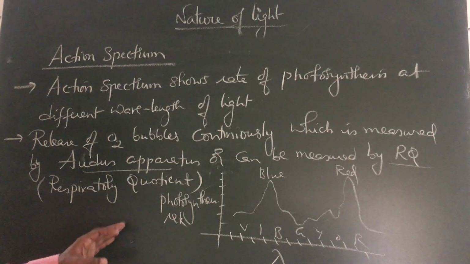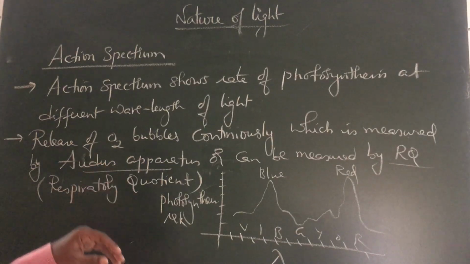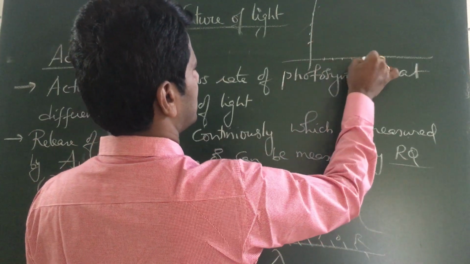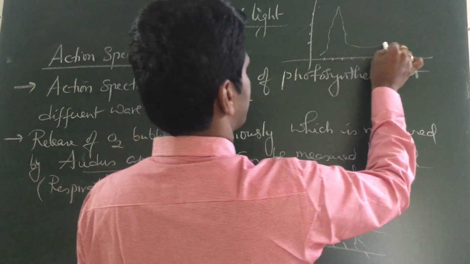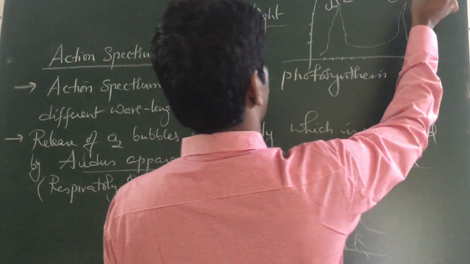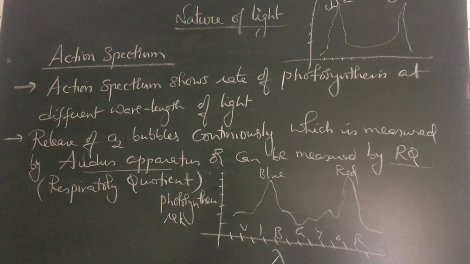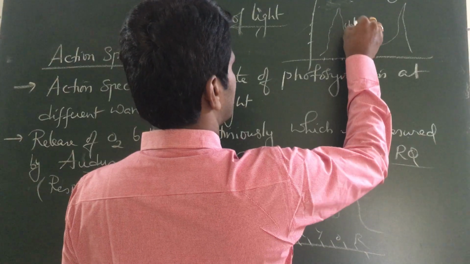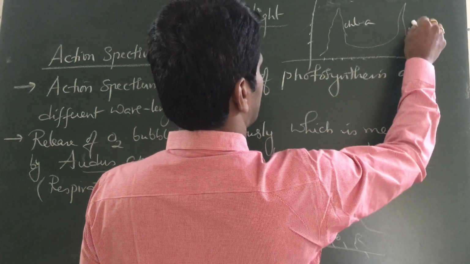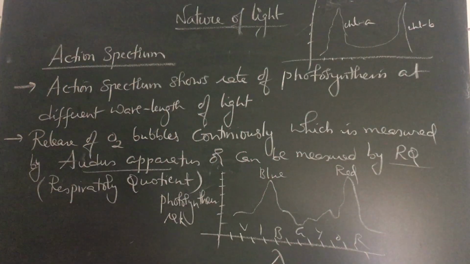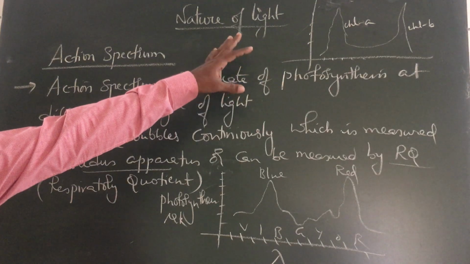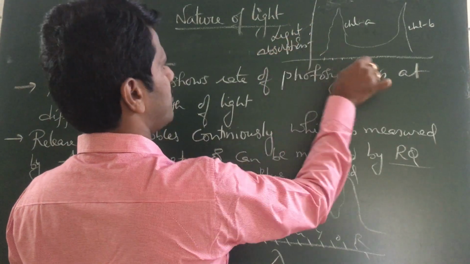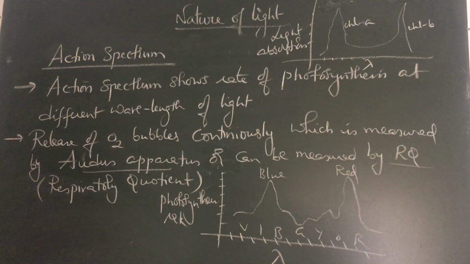Previously, in the absorption spectrum, you get the same thing, but there you see chlorophyll A and chlorophyll B. There also, at that particular wavelength, you see absorption by chlorophyll A and chlorophyll B. Here, if you take light absorption and wavelength on the x-axis and y-axis.